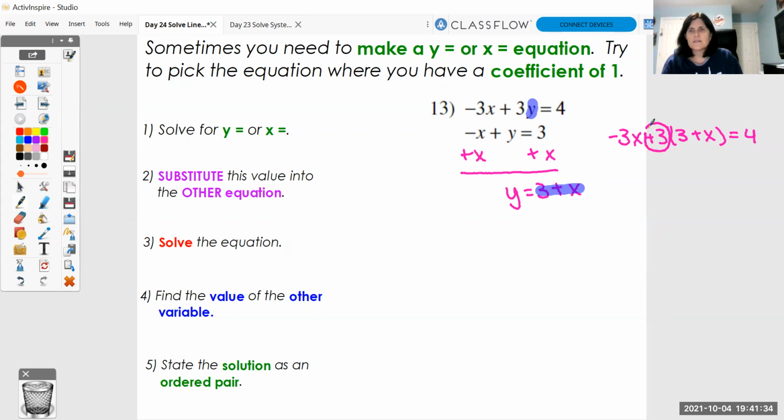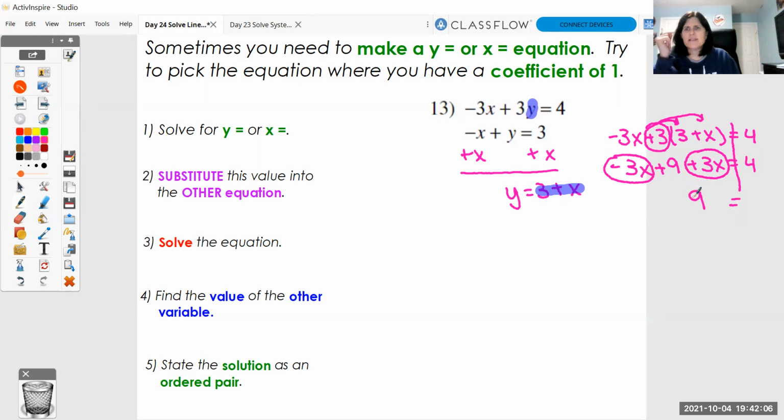I have to distribute this 3. So negative 3x plus 9 plus 3x equals 4. And now I have to group my like terms. X's go with x's. And now I have a negative 3x plus 3x. How many x's do we have? 0 x's. That's right. So we're not even going to write them. They're gone. They disappeared. And so we end up with an equation that says 9 equals 4.